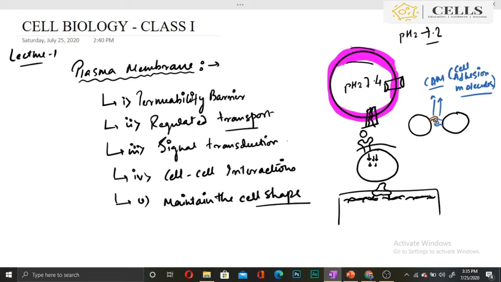Now, sixth point: what are the other functions? Can you tell me another function? Just write it in the comment box. I have given you five. Just tell me one more. Use the chat box to comment your answer.